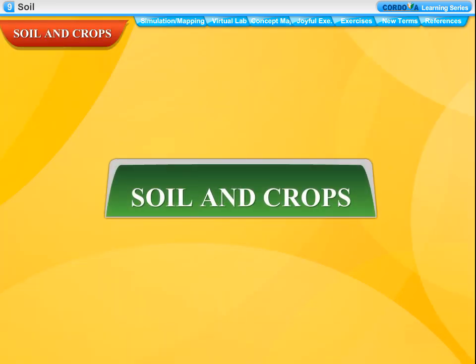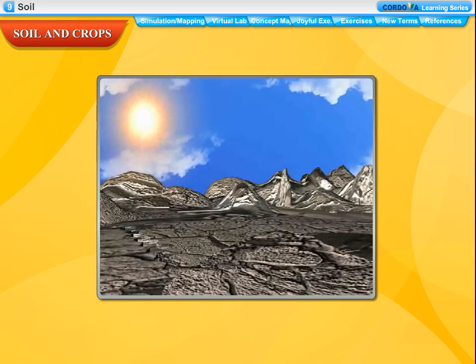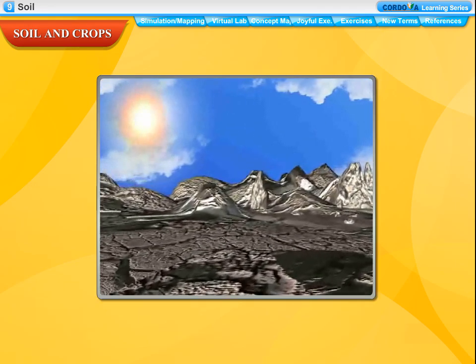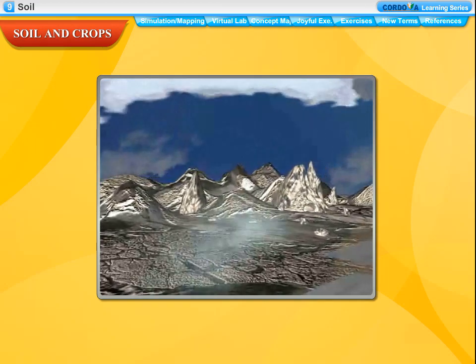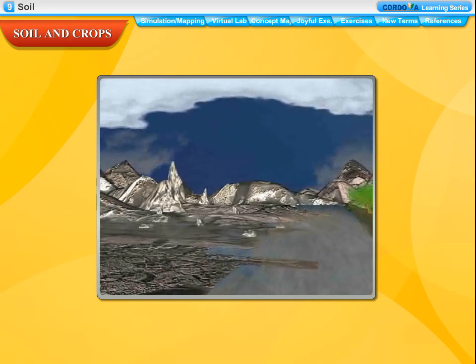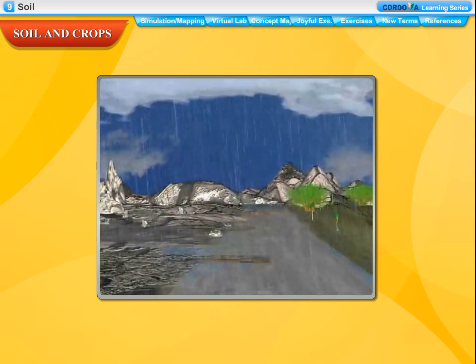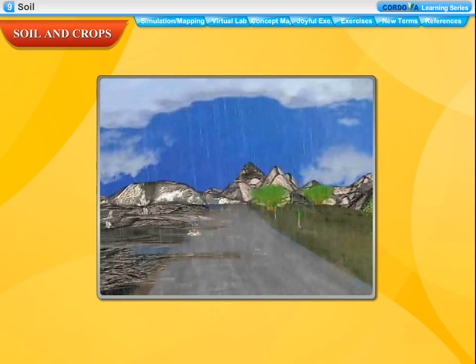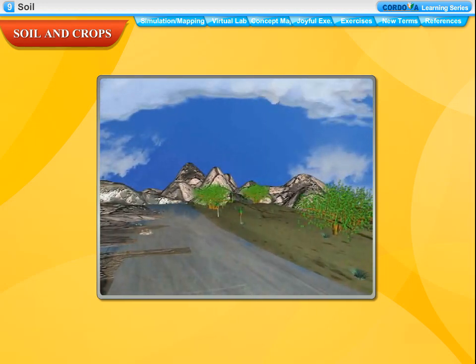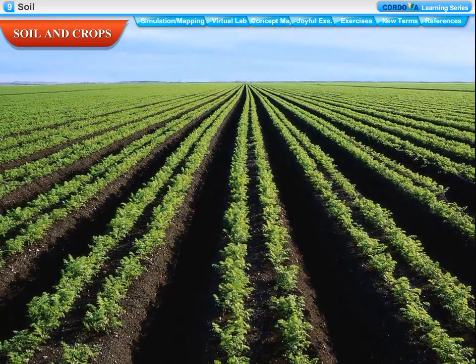Soil and crops. Wind, rainfall, temperature, light and humidity are some of the important climatic factors. The type of soil as well as the climatic factors determine the various types of vegetation and crops that might grow in any region.